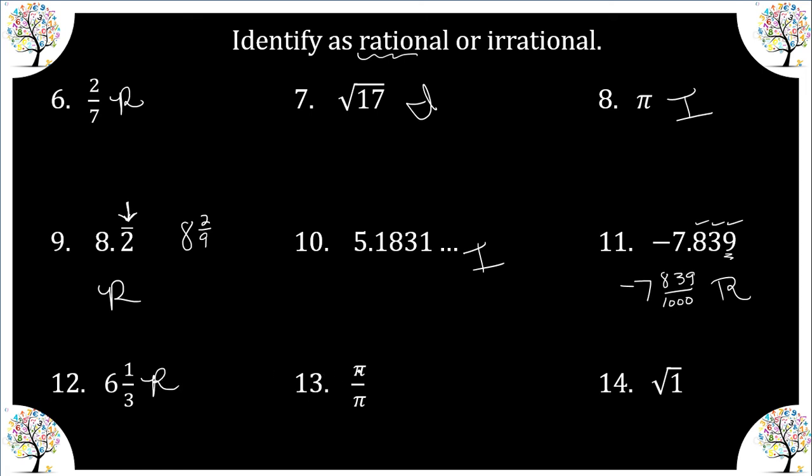13, this is pi, but anytime you have a number over itself, we need to see if we can simplify, which we can. So we have 1, which can be written as a ratio of 1 over 1, so this is rational. The square root of 1, this is a perfect square, so this is 1, and we can write 1 over 1 as a ratio, therefore it is rational.